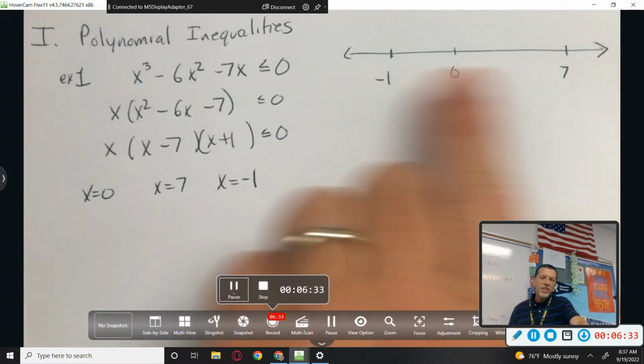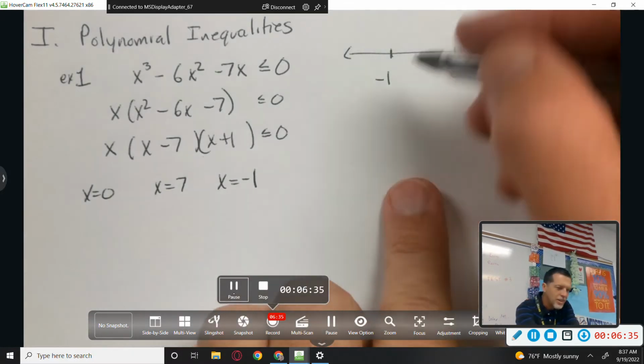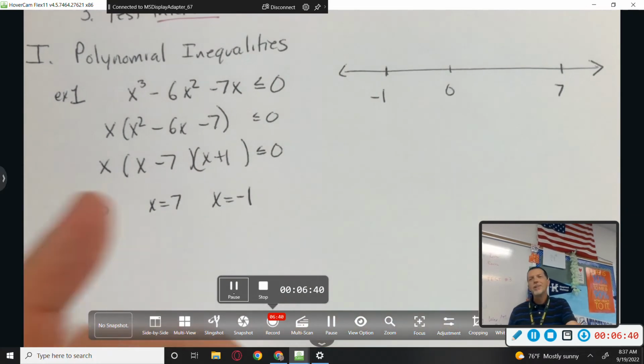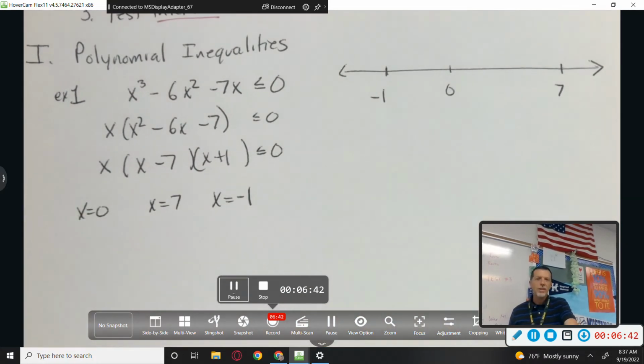The spacing doesn't really matter. You don't need to measure out and make sure the scale is right. As long as they're on there in order, that's good enough.